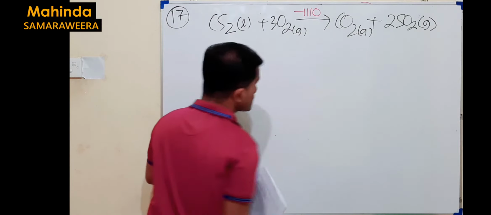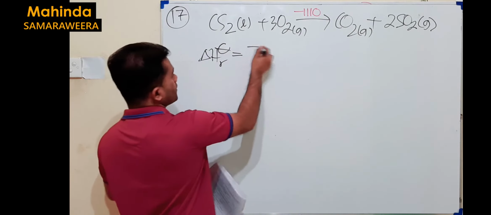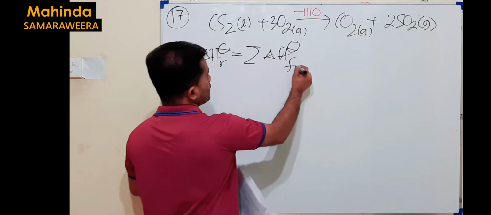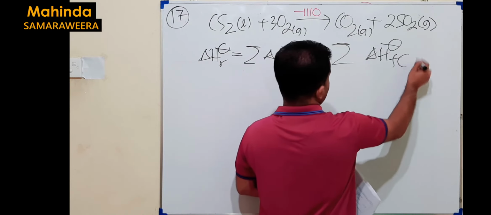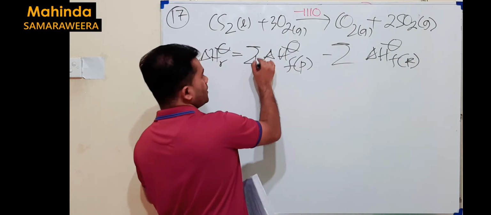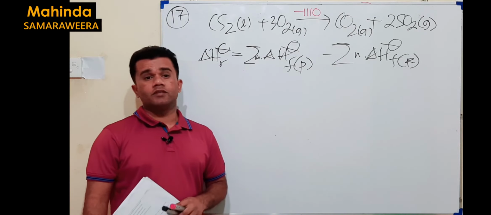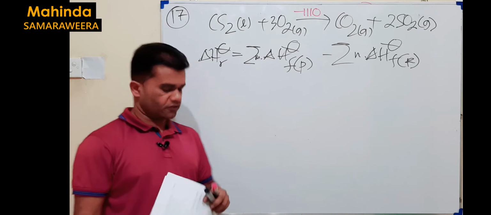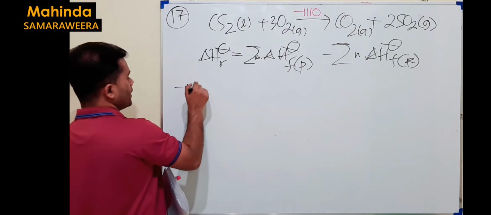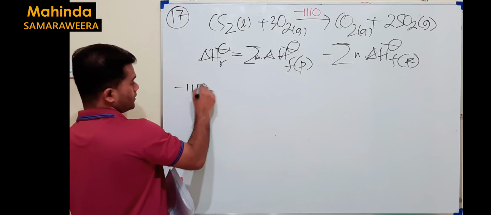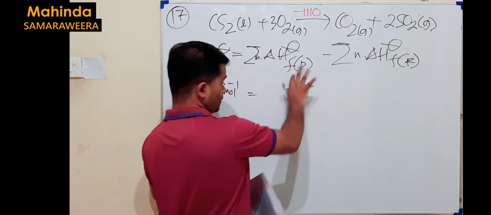If you consider this equation, the enthalpy change of the reaction is given by the standard enthalpy change of formation of products minus the summation of the standard enthalpy change of formation of reactants, but we multiply these by the stoichiometric coefficients. That's the equation to find the enthalpy change of a reaction if you know the formation enthalpies. But here the standard enthalpy change of the reaction is known. It's minus 1110 kilojoules per mole.